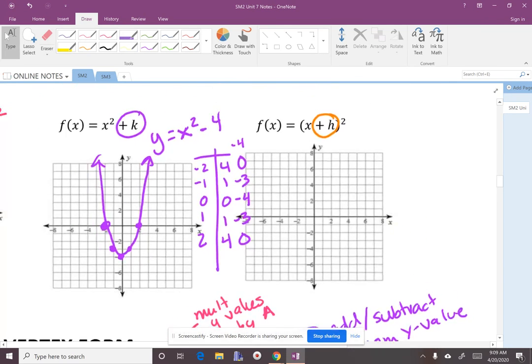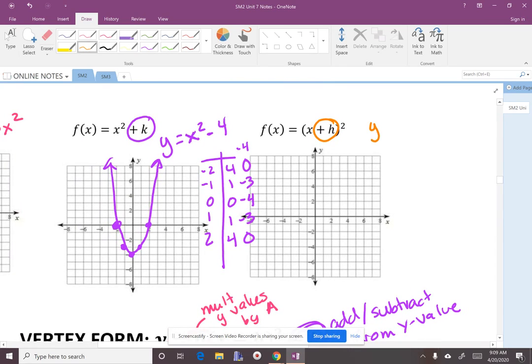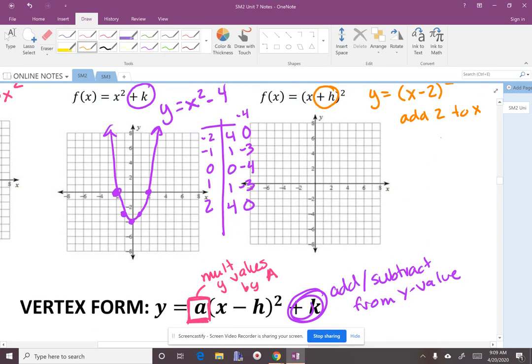Okay? So for example, if we do the example y equals x minus 2 squared, that means we're going to add 2 to my x's. Okay, so we're going to have the original points that we have, negative 2, negative 1, 0, 1, 2, 4, 1, 0, 1, 4. Okay, and we're going to add 2. So if I add 2, I get 0, 1, 2, 3, 4.